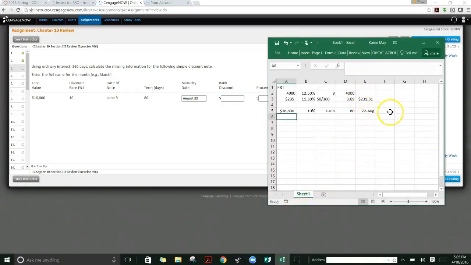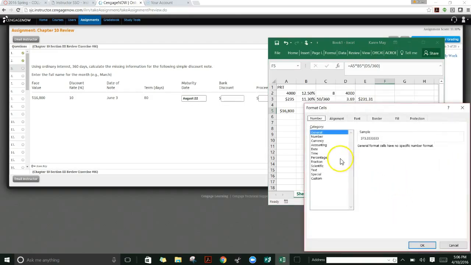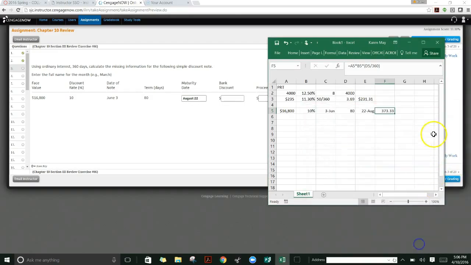Okay, then we want to know the bank discount, which would be equals 16,800 times 10% times 80 days, and it's a simple, so divided by 360, using ordinary interest, so 360. And so format that to 2 decimals, and that's your discount. Your bank discount is 373.33.